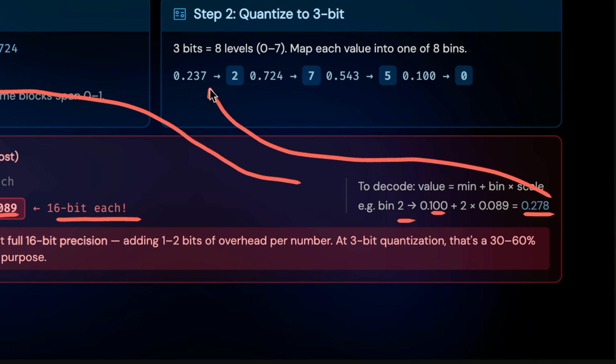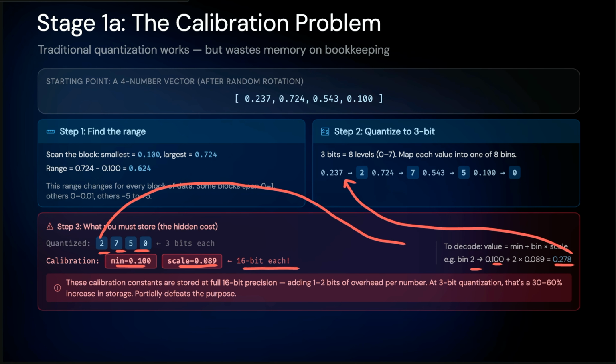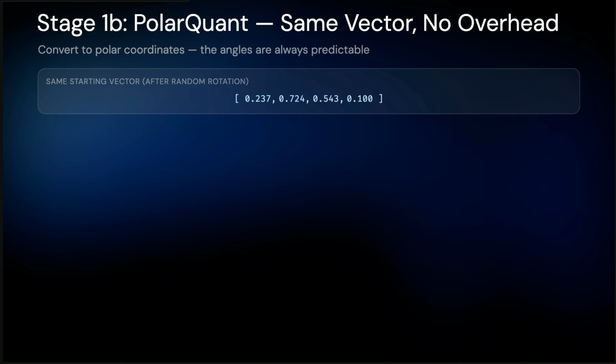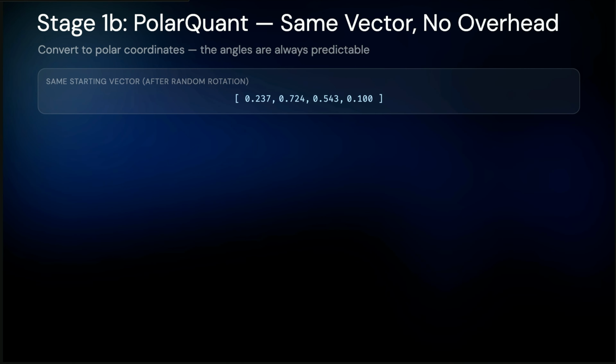Now that we have understood the calibration problem, let's see how we can solve it. We use something called PolarQuant, also known as polar coordinates.